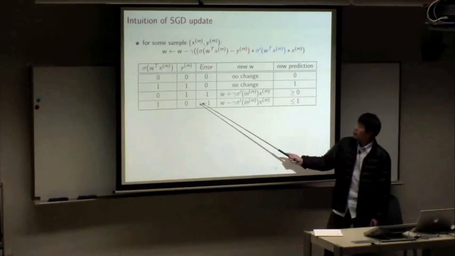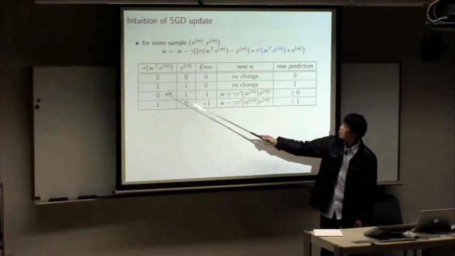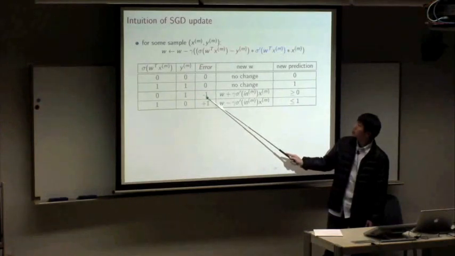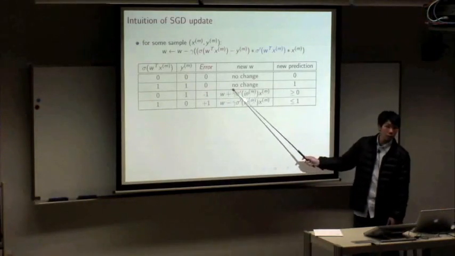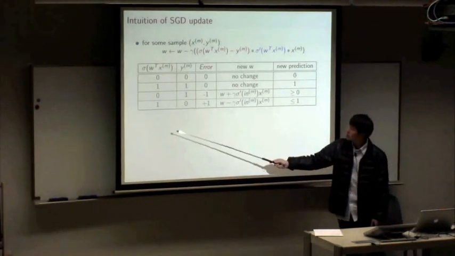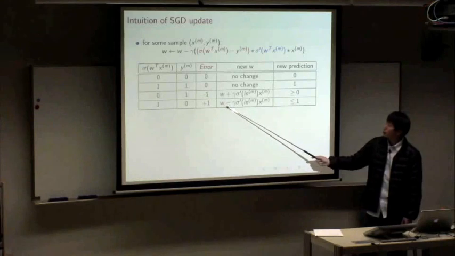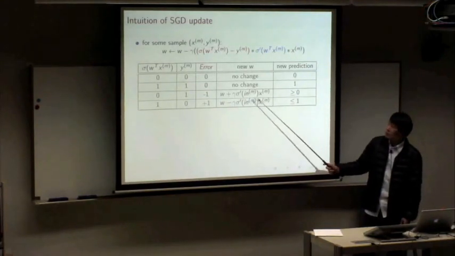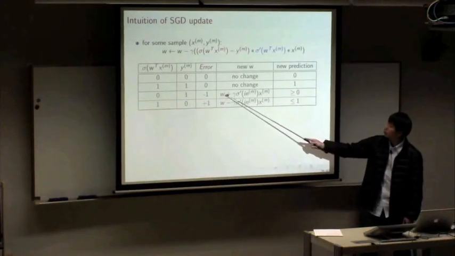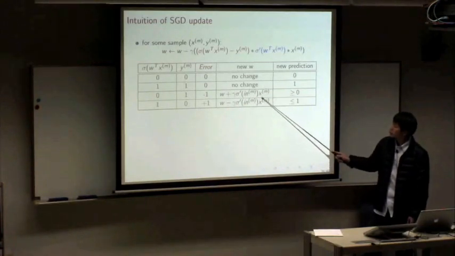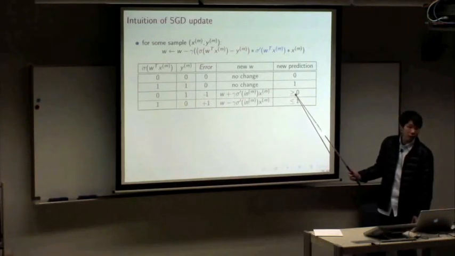Now suppose you actually have an incorrect prediction. Suppose the label is 1, but you predict 0. So 0 minus 1, the error is minus 1. Now you're going to have this form; the new W will be this. In the opposite case, where you predict 1 and the true label is 0, your new W will look like this. What's the effect of this change? When you add a positive thing to W in the direction of XM, you're going to make the new prediction of XM have a larger value.